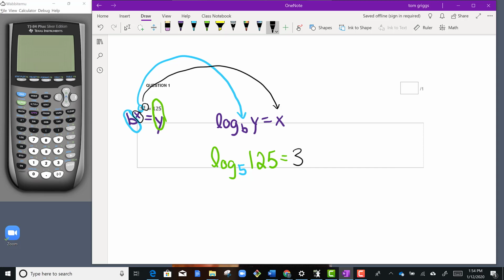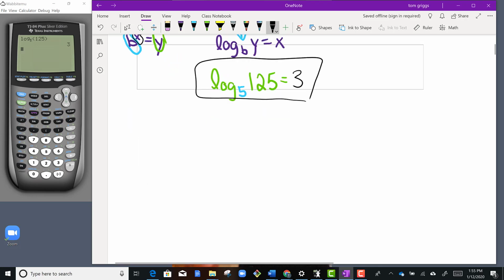When you have real numbers, there's an easy way to check this. If you go and press the math button, and you can scroll down here and find a button that says log base, and we can type in log base 5 125, and it should evaluate to 3, and it does. Of course, this only works when you have real numbers and no variables.